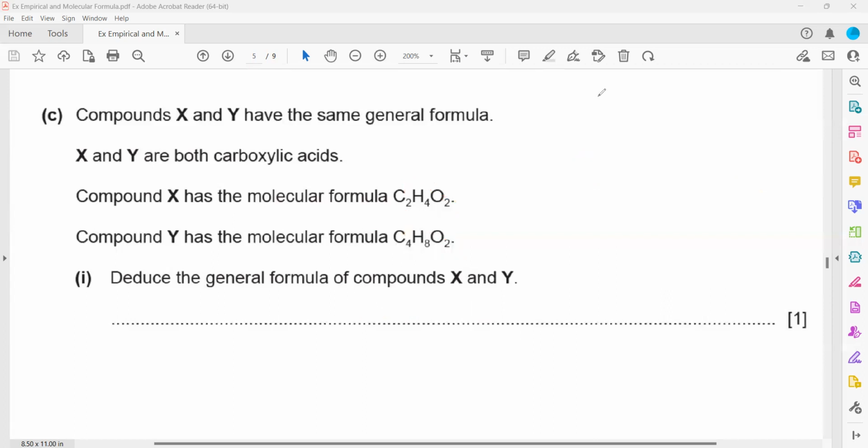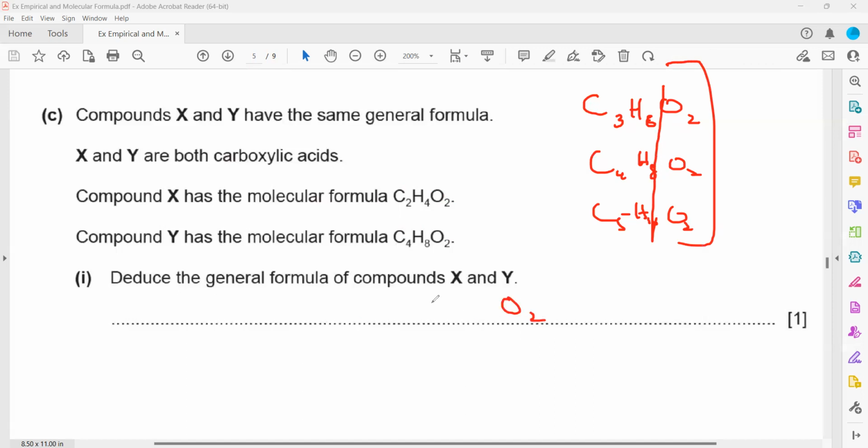Like for example, another example: C3H6O2, C4H8O2, C5H10O2. So what is the general formula? Oxygen number is not changing. It is independent, so O will be 2. But hydrogen number is double the carbon, like 3 becomes 6, 4 becomes 8, 5 becomes 10. So if it is n, this will be 2n. So CnH2nO2.